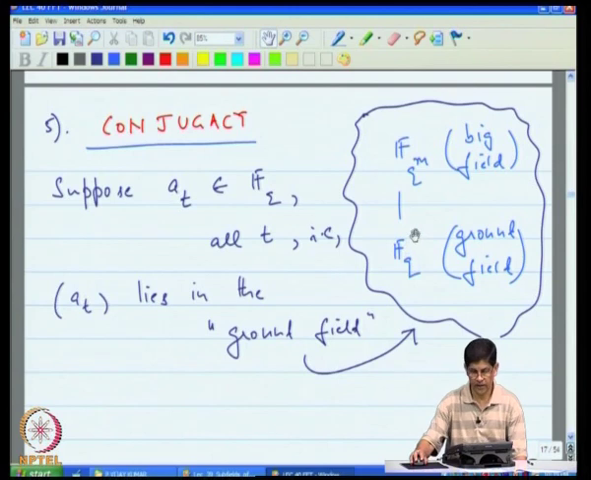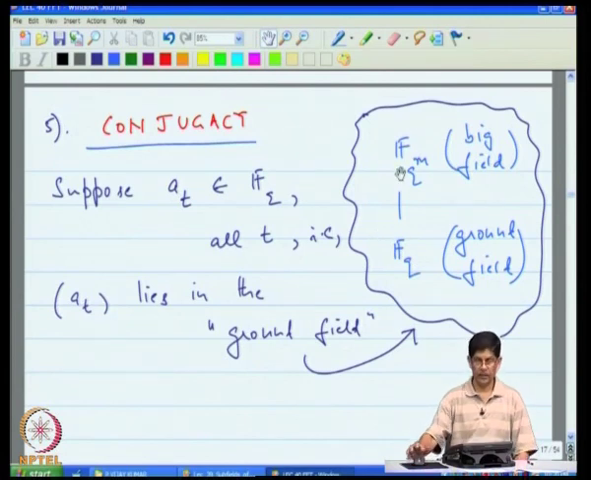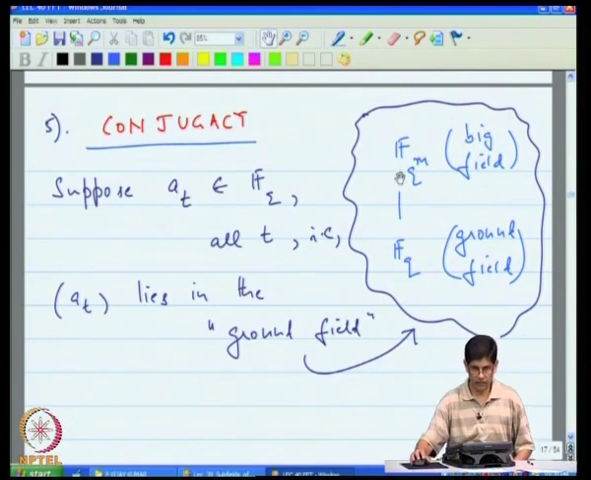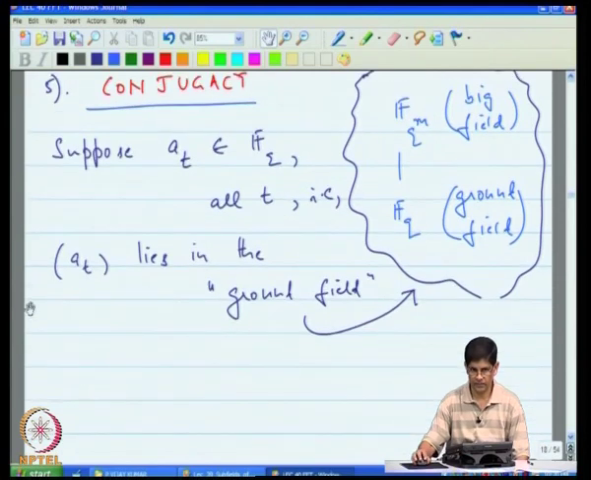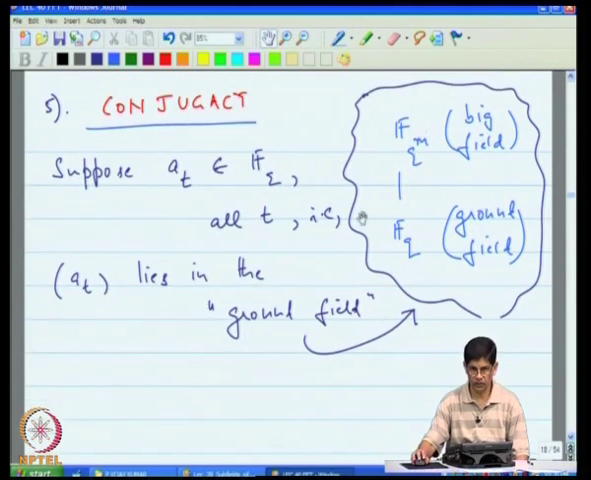So, you are forced to work with this big field simply because you would not be able to take transforms in this field, since you do not have an element of order n in the ground field. You have to go to a bigger field. And so, what happens then? Supposing A(t) belongs to F_q for all t, that is, this sequence lies entirely in the ground field, what can we say about the transform?